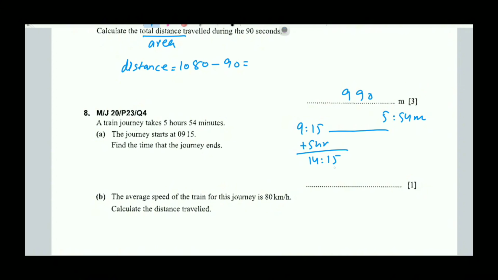If you add 54 minutes to 15, you will get 14:69. 14:69 means 1 hour will be added to 14. If you subtract 60, 9 minutes will be left, and 60 minutes means 1 hour. So it will be added to 14, and it will become 15:09. So the answer is 15:09.